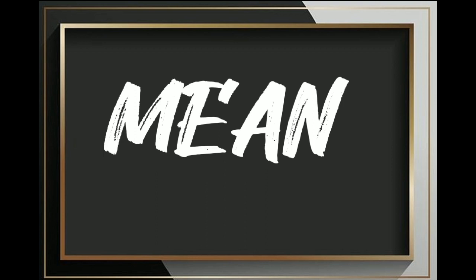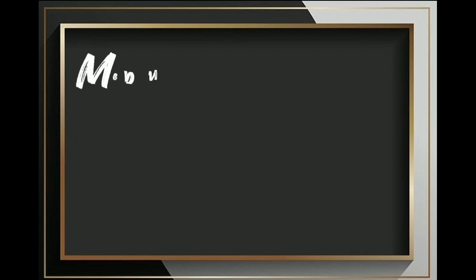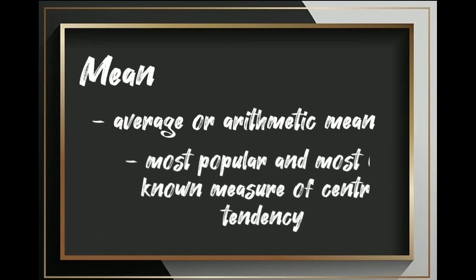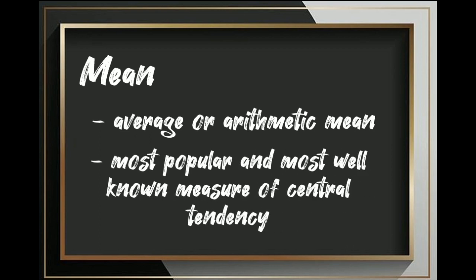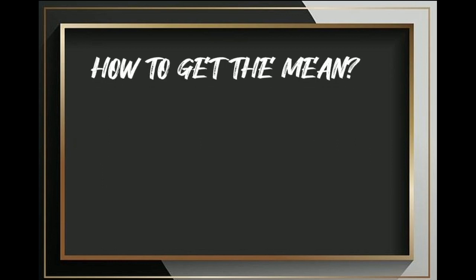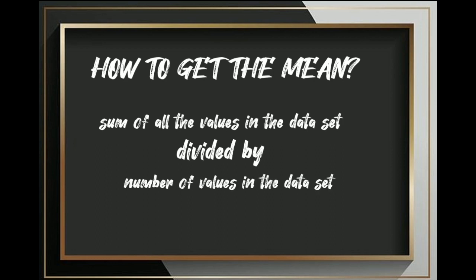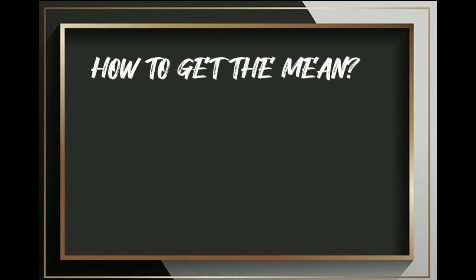So the mean is one of the valid measures of central tendency. The mean, or what they call the average or arithmetic mean, is the most popular and most well-known measure of central tendency. So if you're going to get the mean of a set of data like scores, all you have to do is to add all the values in the data set divided by the number of values in the data set. So to further understand how to get the mean, we have here an example.